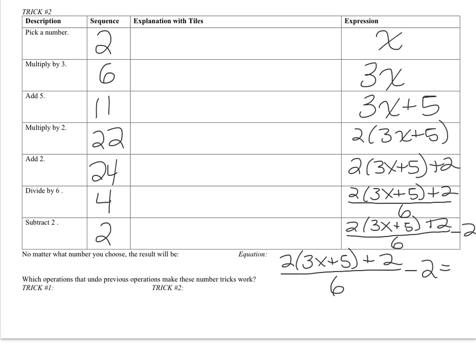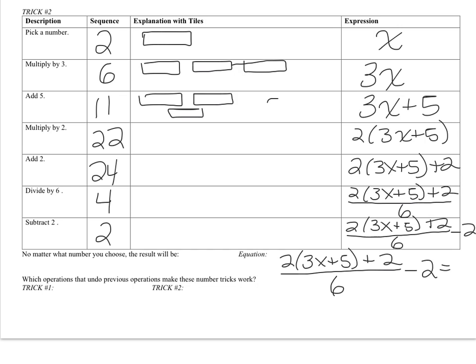So the second I said pick a number, everybody now has that x tile, that unknown. That tile is your unknown. When you multiply by 3, we now have 3 x's, right? And then when I tell you to add 5, now we have 3 x's and 5 ones. I'm just going to put a 5 in a box. That just represents we have 5 ones.